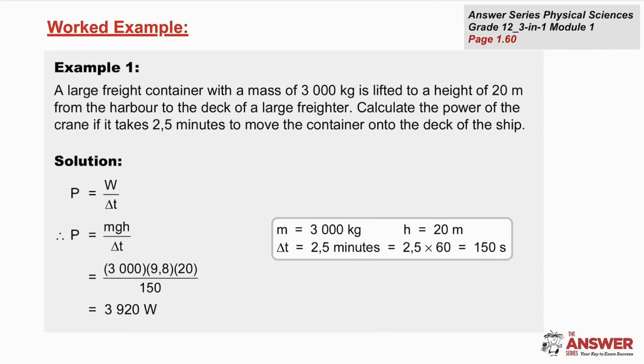Here is a worked example using the definition of power. A large freight container with a mass of 3,000 kilograms is lifted to a height of 20 meters from the harbor to the deck of a large freighter. Calculate the power of the crane if it takes 2,5 minutes to move the container onto the deck of the ship.